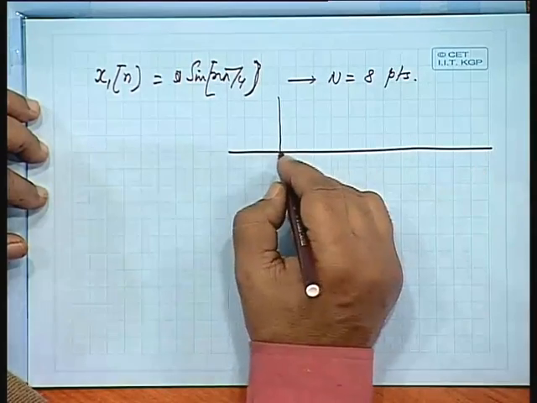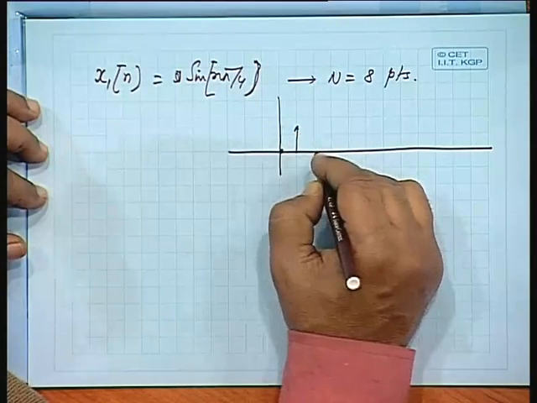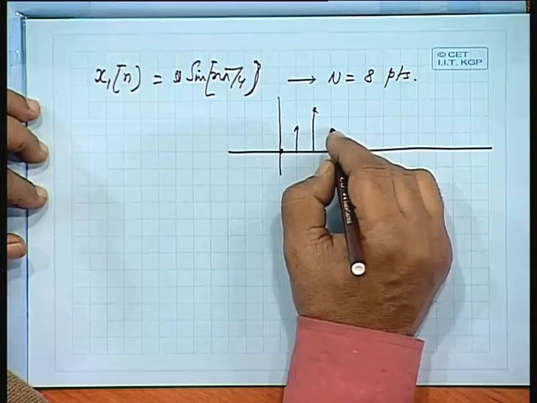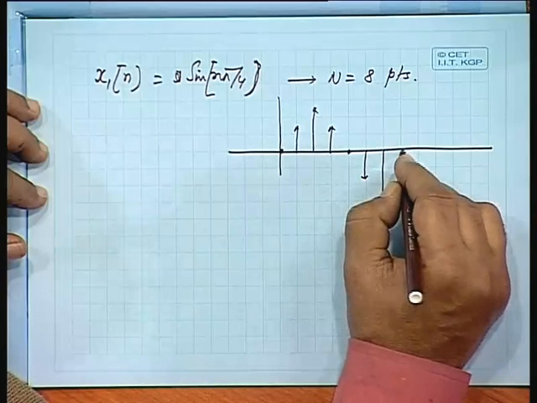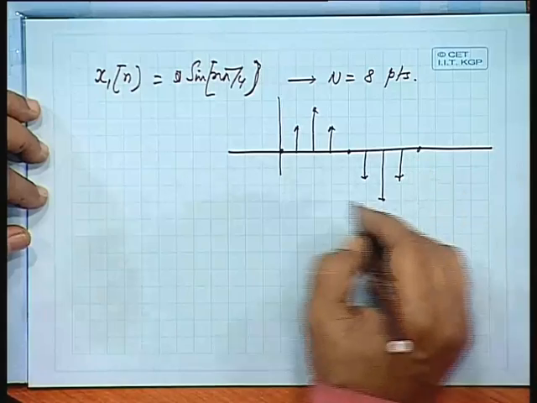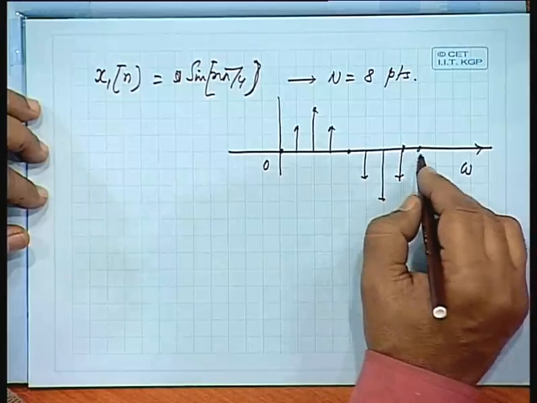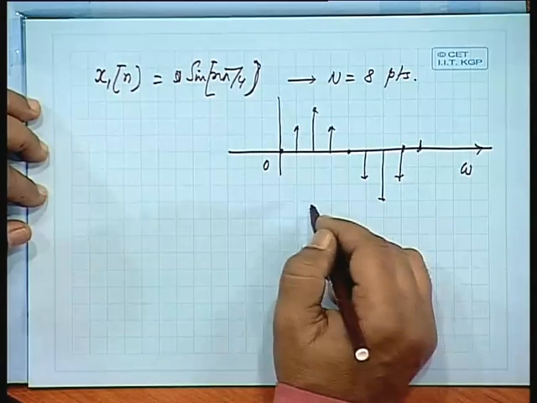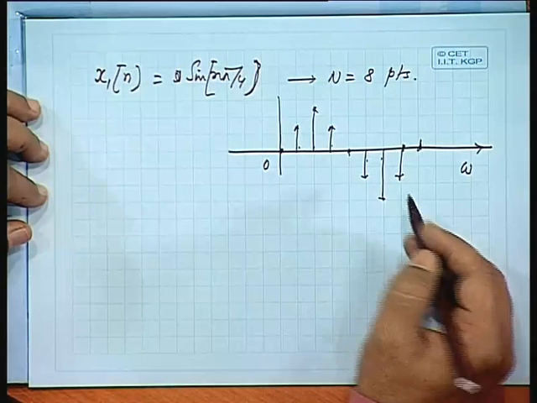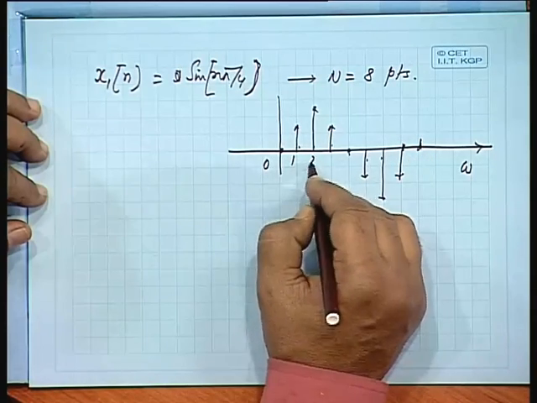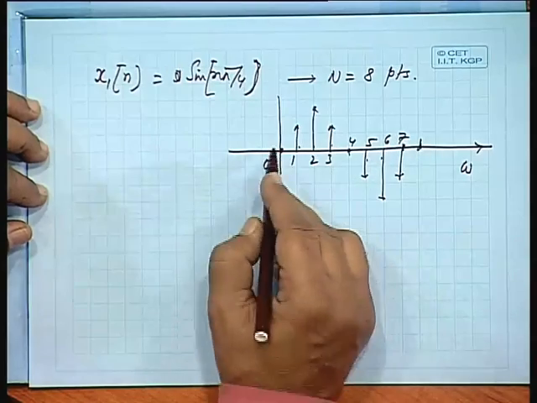You can write those 8 points. What will be the DFT? So, n equal to 0 is sin 0, n equal to 1 is sin pi by 4, 1 by root 2. Then 1, then again 1 by root 2, then 0, then minus 1 by root 2, minus 1, minus 1 by root 2 and 0. These are the 8 points. This is 2 pi. So 1, 2, 3, 4, 5, 6, 7, 8. Including 0, there are 8 points.